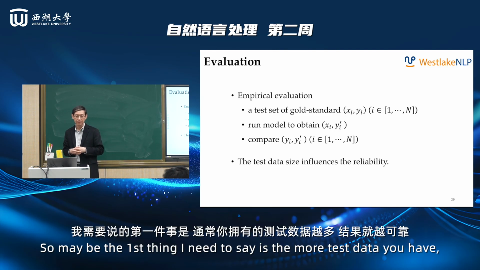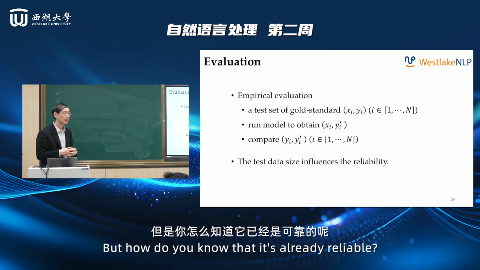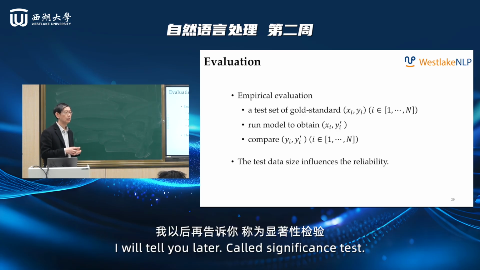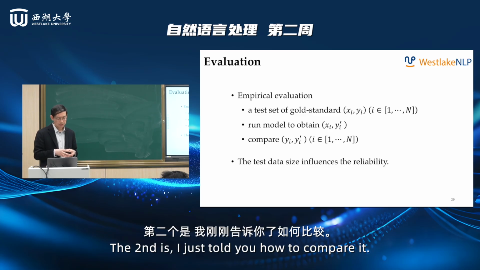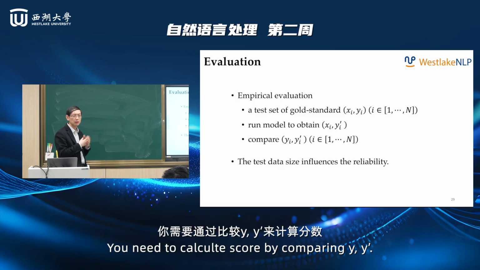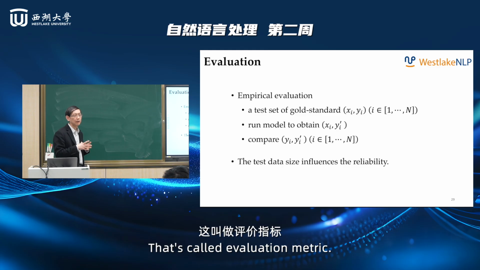Maybe the first thing I need to say is that the more test data you have, the more reliable the result is in general. But how do you know that it's already reliable? I will tell you later; it's called a significance test. The second is, I just told you how to compare: you need to calculate the score by comparing Y and Y prime. How do you do that? That's called the evaluation metric.